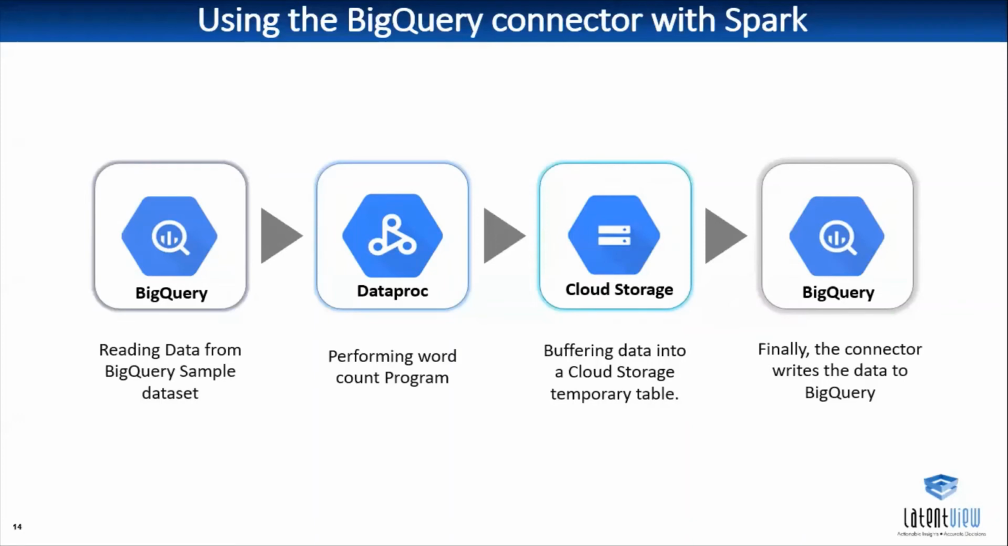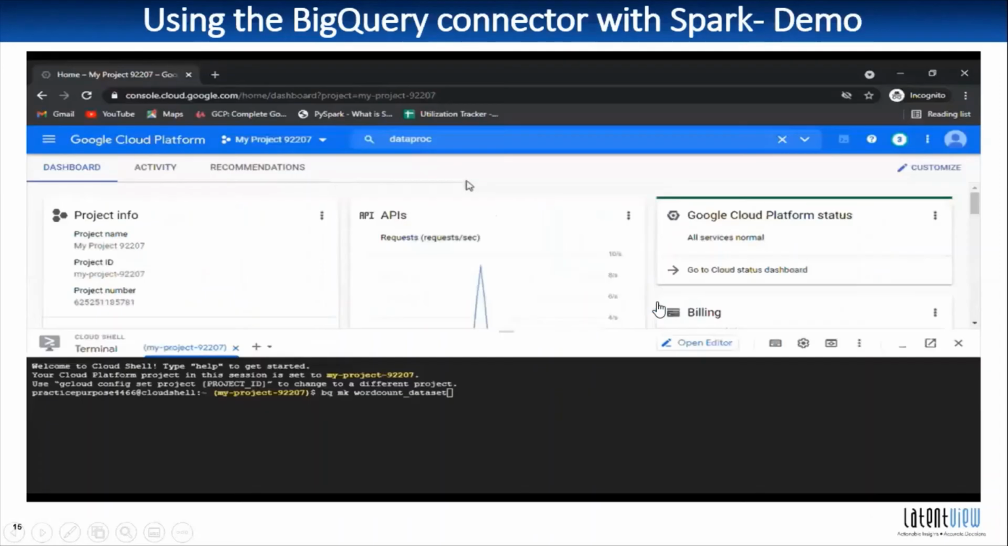After performing all the operations, the connector will initially buffer all the data into a cloud storage temporary table, and then it will copy all the results to BigQuery in one go. After that, the connector will attempt to delete the temporary files after it has loaded them into BigQuery. In case this job fails, we have to manually delete those files in the cloud storage temporary table. So we will see this with a demo.